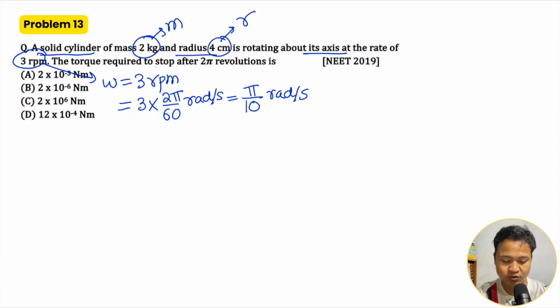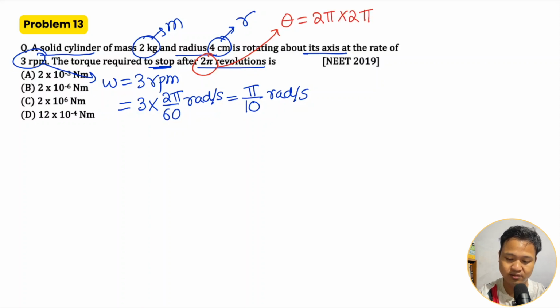Question: the torque required to stop. It stops after this much revolution, that is, 2 pi revolutions. Here 2 pi is the number of revolutions, so how much angle is covered? Theta equals 2 pi into 2 pi.